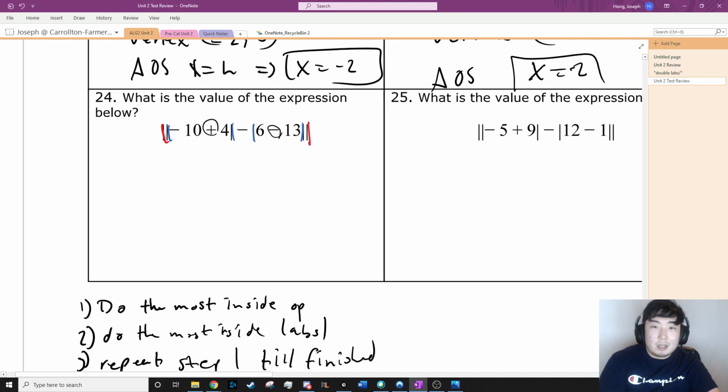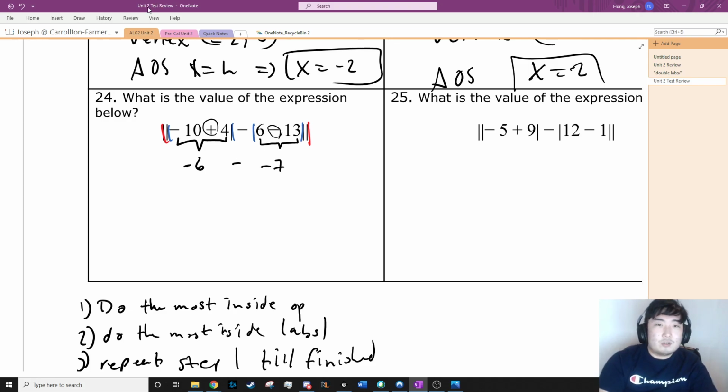Know that this is not the minus between these two absolute values. They're not the most inside. The negative right here is only inside the red, but the plus right here and the minus between the 6 and the 13 are inside 2 absolute values. They're inside the red and inside each of the blues. So that's why I can simplify these first. So -10 plus 4 is -6. This right here, 6 minus 13, is -7.